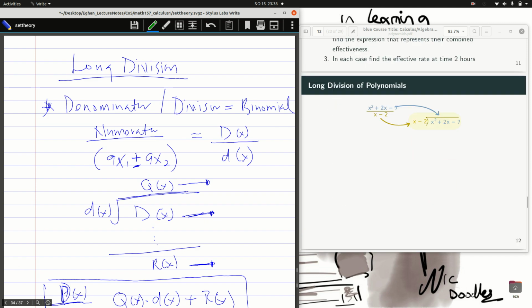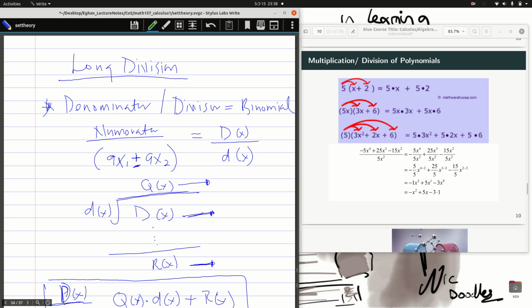Now, the last thing to talk about in this lecture video is long division. This is different from the earlier division, permit me to move up here to slide 10. This division is different. You realize that the denominator is a monomial. The term is just 1.